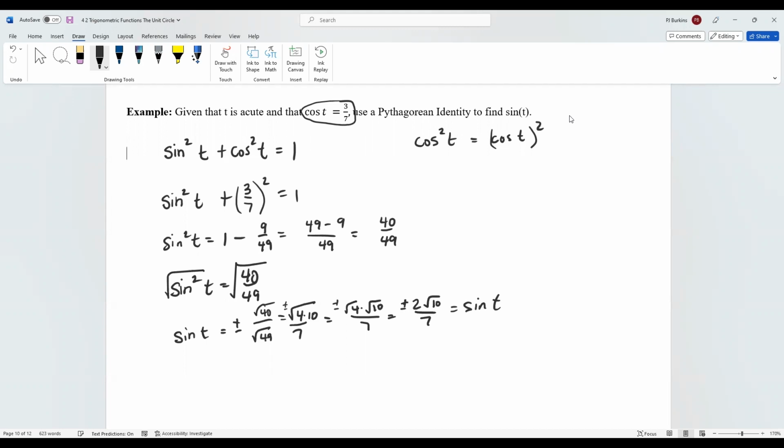Now, the problem did say that this is an acute angle if it's measured from standard position, which just means the positive x-axis. So if it's measured from here, then we can take the positive. But if it's measured from anywhere else, it could be negative. So if it went this way instead, it could have been a negative. So we're just going to keep the plus and minus because it doesn't specifically ask or tell us where it's measured from.